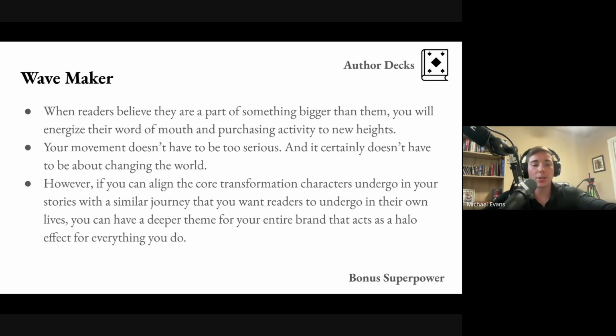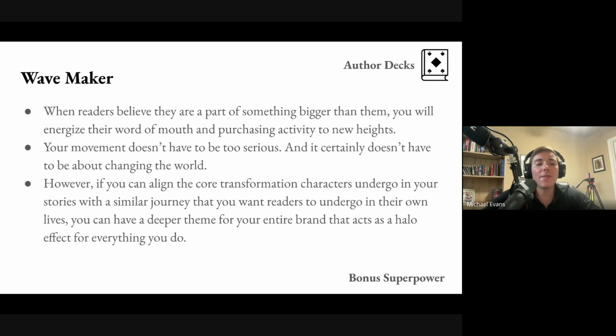Now, if you can align the core transformation your characters undergo in your stories with a similar journey that you want your readers to undergo in their own lives, that is when this movement has genuine authenticity and is really powerful, because that's the deeper theme for your entire brand. That is the halo effect for everything. Readers come to you for that. And this is when you can really be intentional about future books you write, cross genre, because if your movement is your constant, you can do whatever you want.